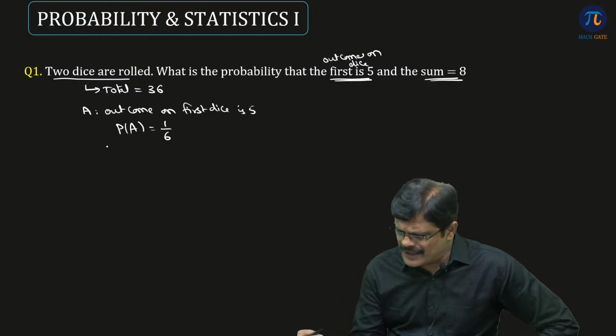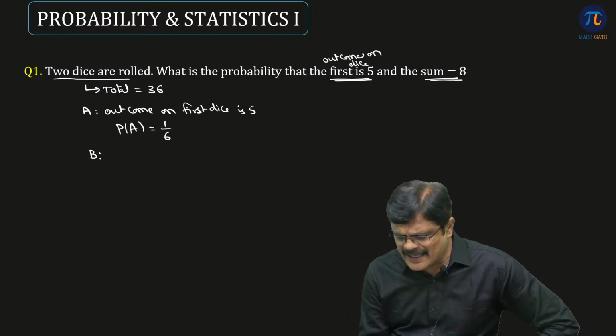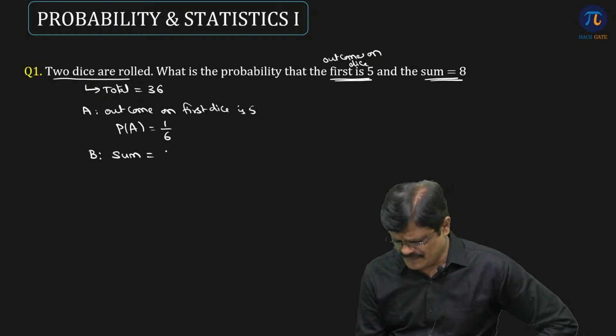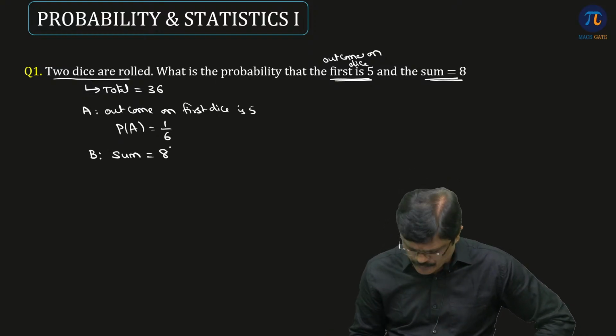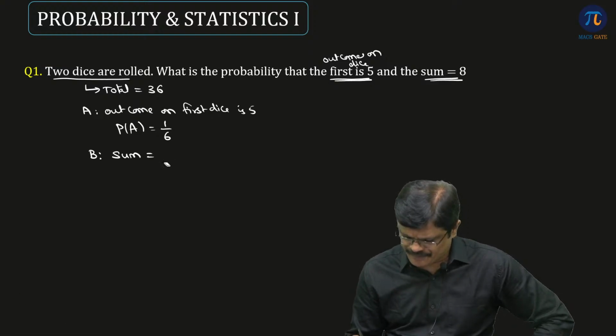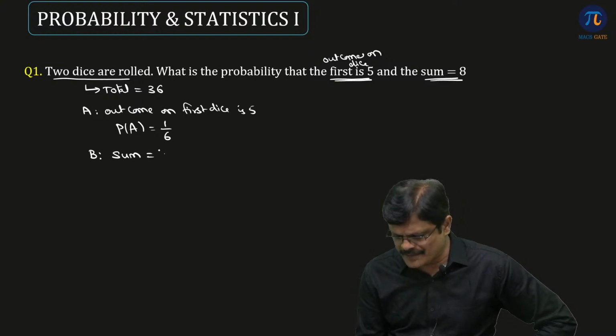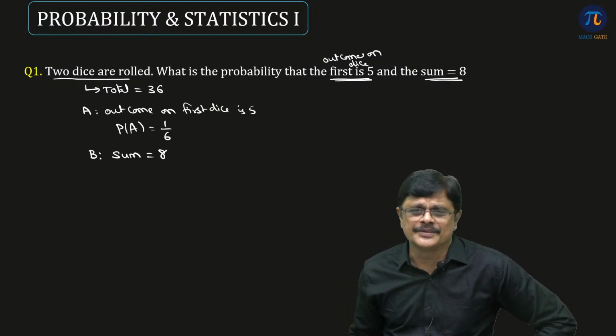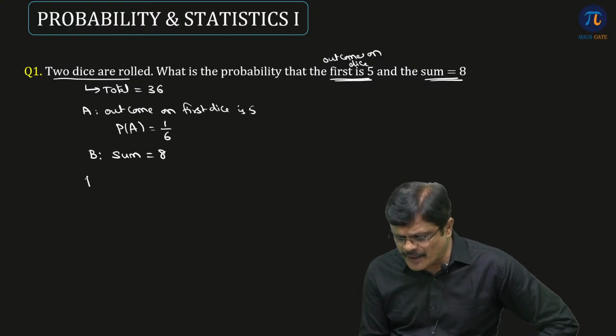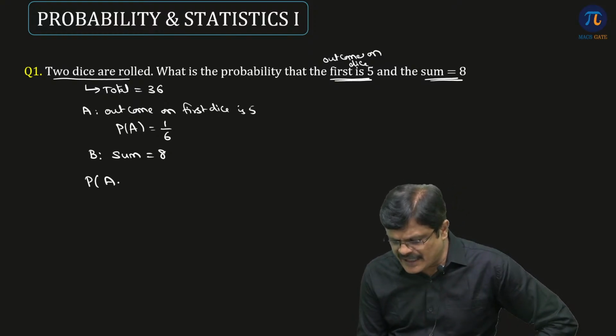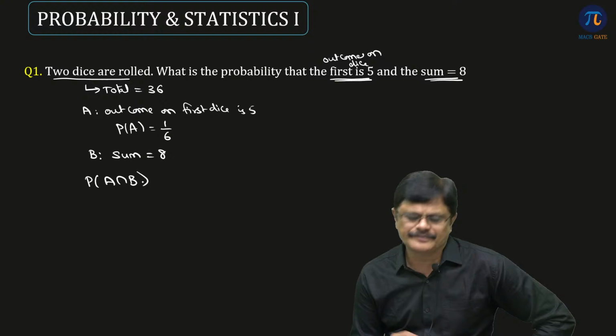Now, what is that you want? Sum of the outcomes is equal to 8. Okay, sorry, 8. No problem. Sum of the outcomes is equal to 8 when 2 dice are rolled. Now, what is that you want? Probability that A and B you want.